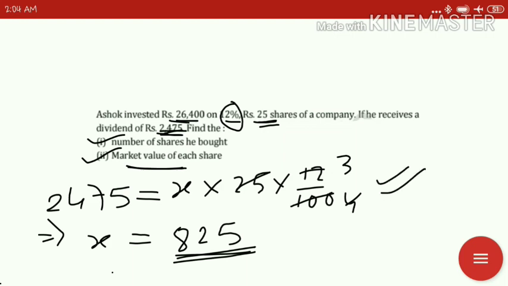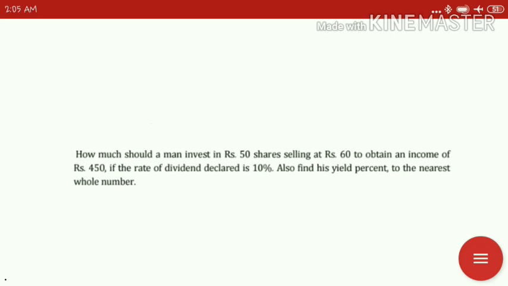Now we'll move to our next one in the year 2017. This is our next question, which came in the year 2017 along with other questions on matrix and probability, and it is a 4 marks question.